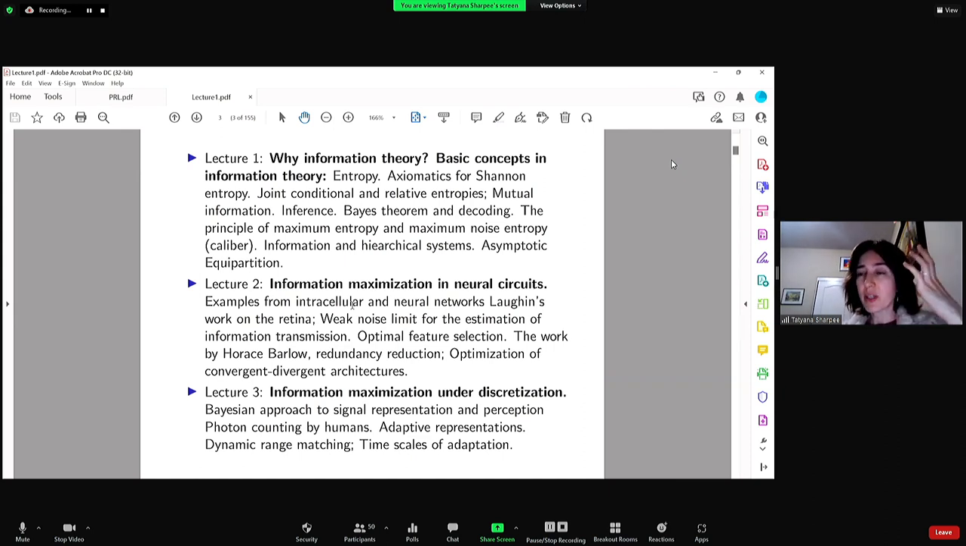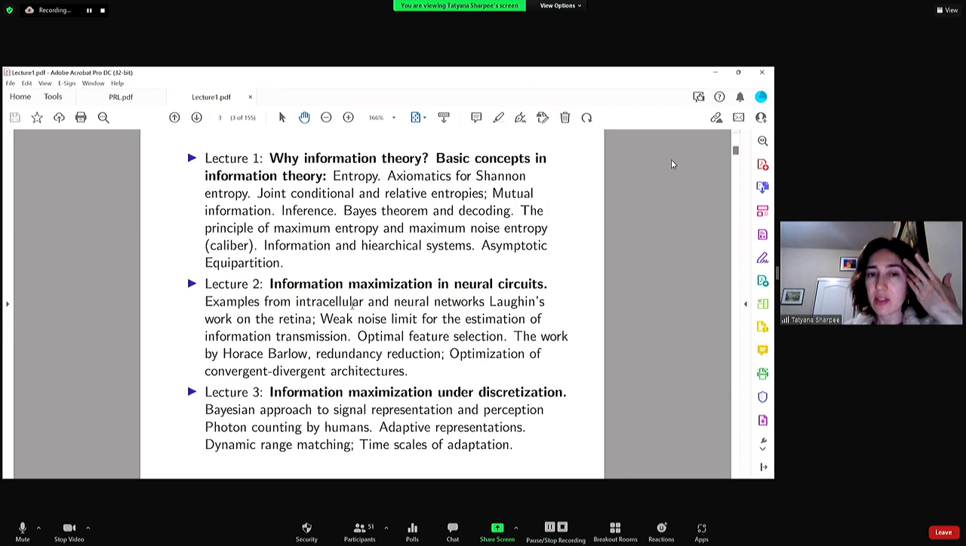So going forward, we can adjust. You will have these lecture notes. You can read over them. We can adjust the plan for other lectures as needed, but this is what I was planning so far.